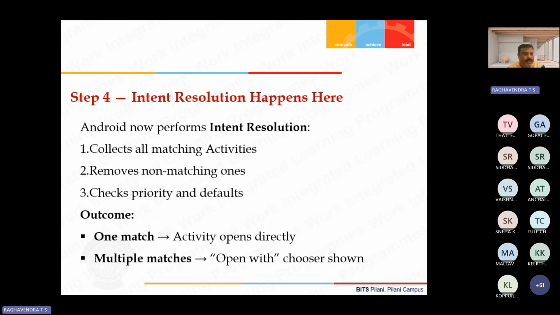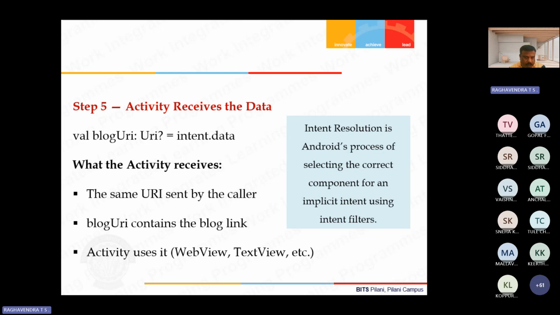Intent resolution happens here. So Android now performs intent resolution, collects all matching activities, removes the unmatched category contents, and checks priority and defaults. The outcome is one matching activity opens directly, and multiple matches open with a chooser shown. The activity receives the data, so value blog URI, so the URI is equal to intent data.